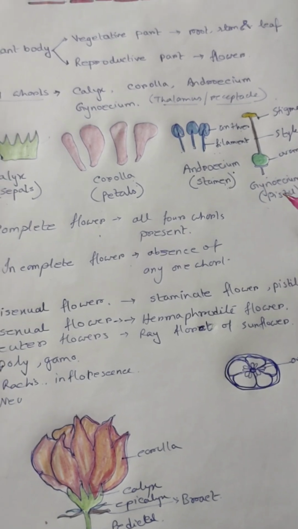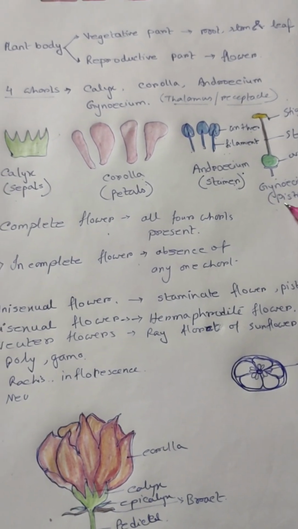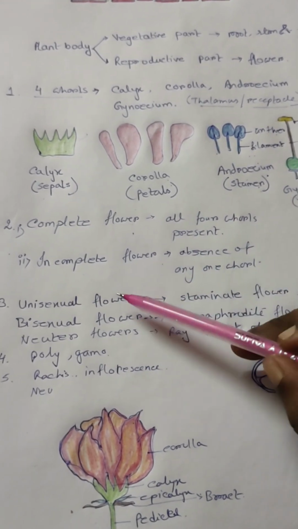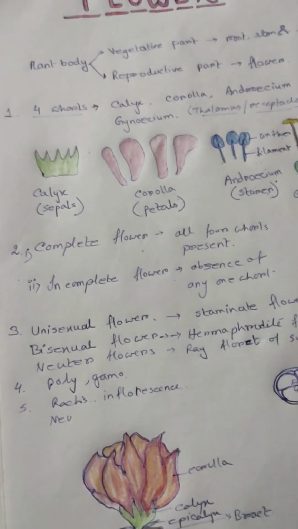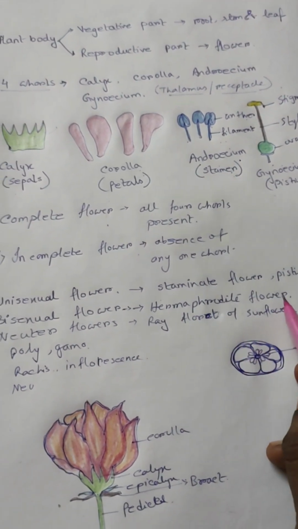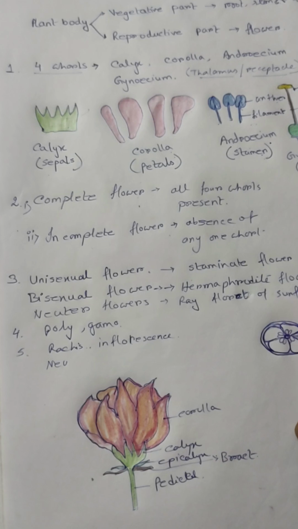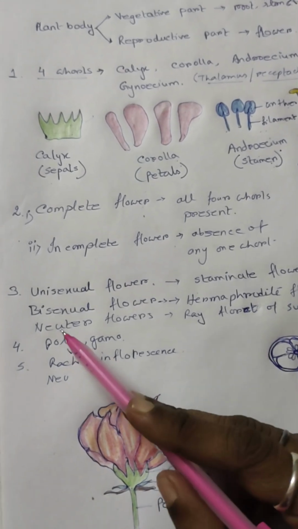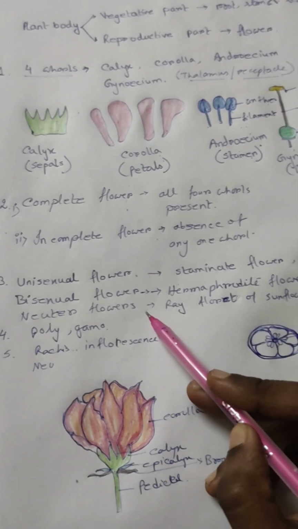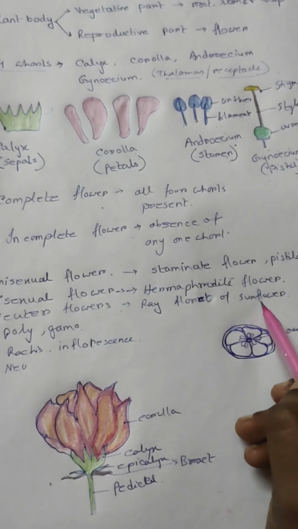And if a flower has both the sexes, both the male and female parts, then we call that flower a bisexual flower. Bisexual flower is also called hermaphrodite flower. There is also another type of flower. We call that flower a neuter flower. The example of neuter flower is the ray florets of sunflower.